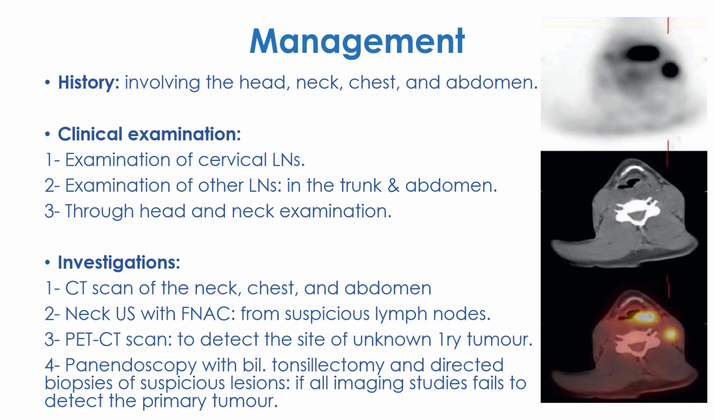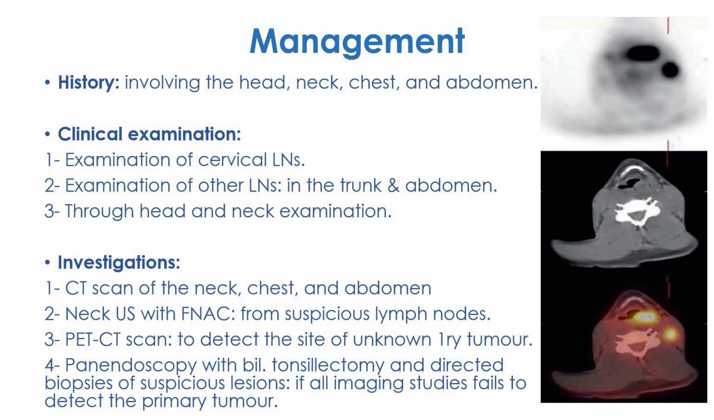For the management of such difficult cases, we normally take a history involving head and neck, chest, abdomen. We normally do a clinical examination, as examination of cervical lymph nodes, examination of the other lymph nodes in the trunk and abdomen, and a thorough head and neck examination to detect any primary tumor. And in terms of investigation, we do CT scan of the neck, chest, and abdomen with contrast. We might need to do a neck ultrasound with fine needle aspiration cytology from any suspicious lymph nodes or from any suspicious thyroid lesions.